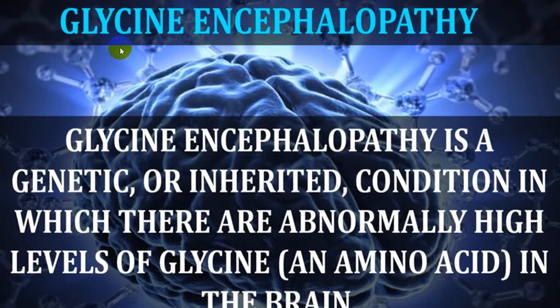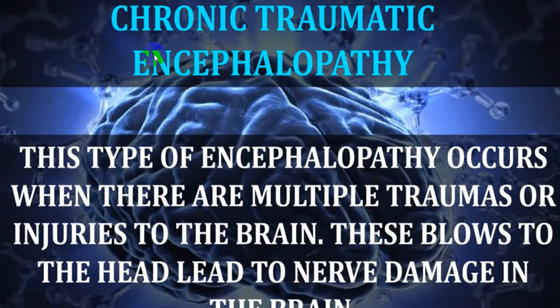There is one variety of disorder called glycine encephalopathy, which is again a genetic or inherited disorder, in which there is an abnormally elevated level of glycine, which is one of the amino acids in the brain, and that will result in encephalopathy and abnormal mental status.